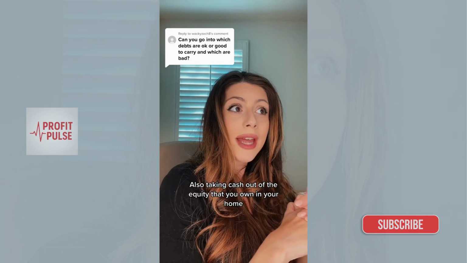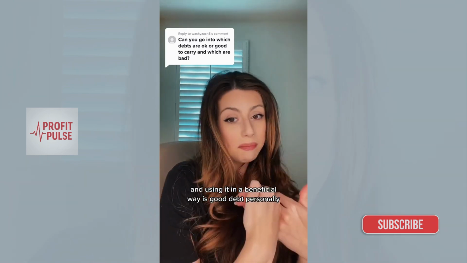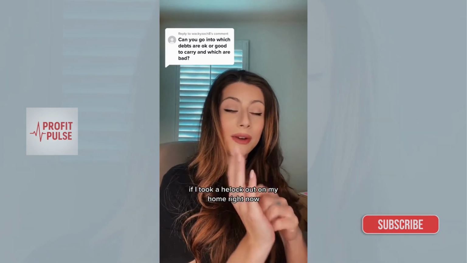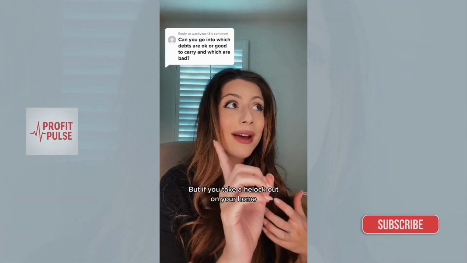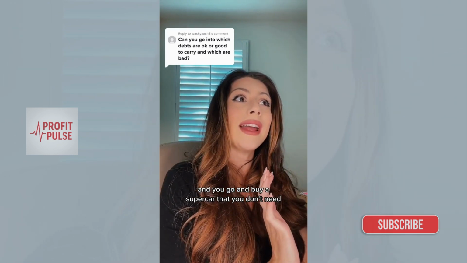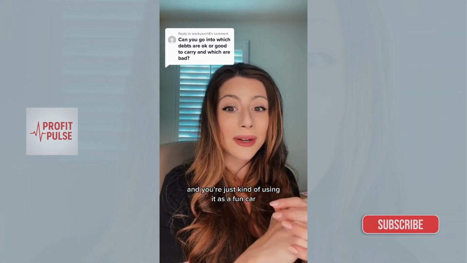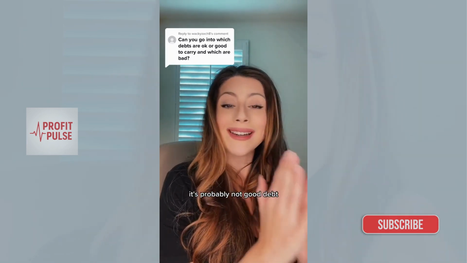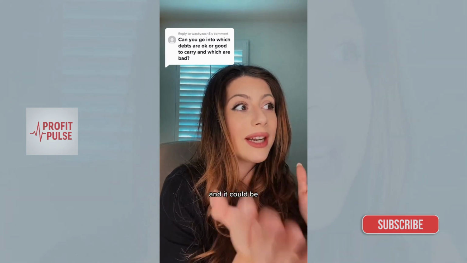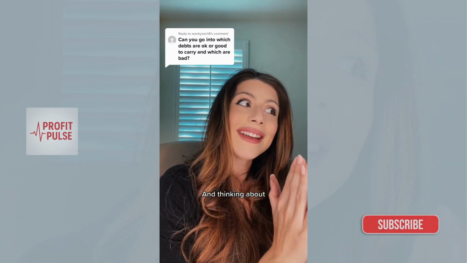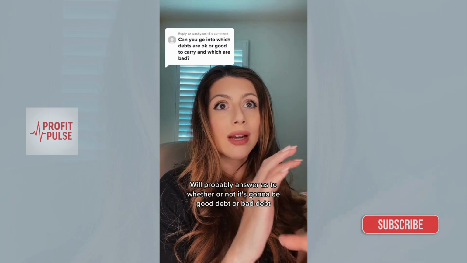Also, taking cash out of the equity that you own in your home and using it in a beneficial way is good debt, personally. So for instance, if I took a HELOC out on my home right now and went to buy an investment property, and said investment property is going to continue to make me money, that's great debt. But if you take a HELOC out on your home and you go and buy a supercar that you don't need, and you're just using it as a fun car and maybe you can't afford it, it's probably not good debt. So I think with most things in the world, it really just depends on the person and it could be good or bad. And thinking about whether this is more of a want or more of a need will probably answer whether it's going to be good debt or bad debt.